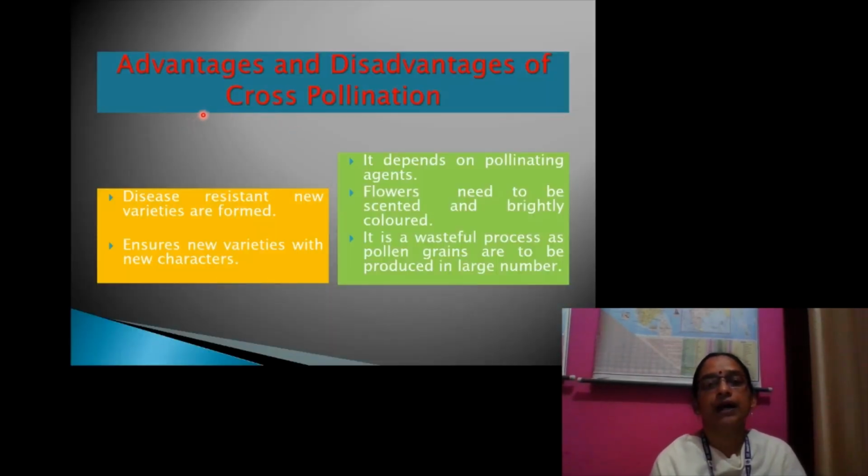Let us study now advantages and disadvantages of cross-pollination. Disease-resistant new varieties are formed. It ensures new varieties with new characters. Cross-pollination gives us disease-resistant new varieties and also they are with new characters. What are the disadvantages? It depends on pollinating agents. Flowers need to be scented and brightly colored, then only cross-pollination occurs. It's a wasteful process as pollen grains are to be produced in large number.